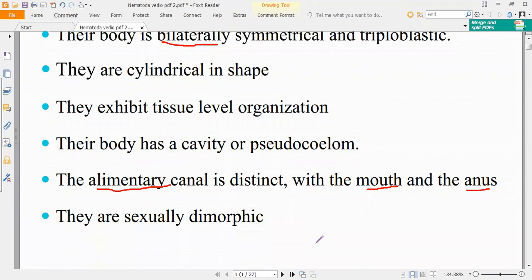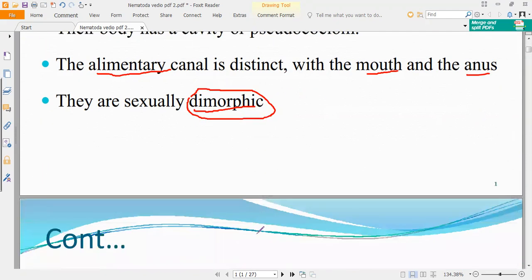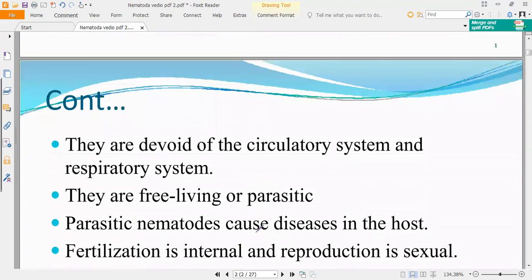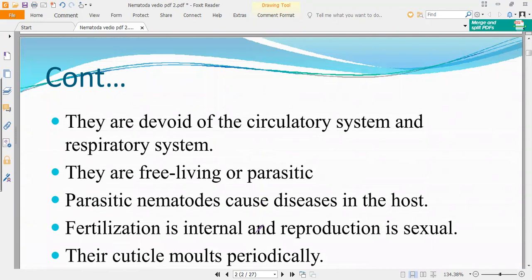The other thing, they are sexually dimorphic, meaning that they have separate sexes, males and females. They are separate, so they are known as dimorphic. And the other thing, they are devoid of an efficient circulatory system and respiratory system. So in terms of systems, they are less advanced.